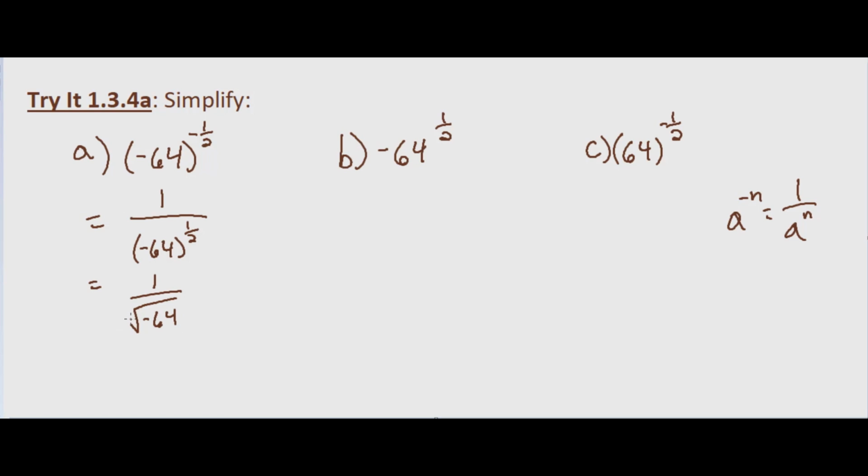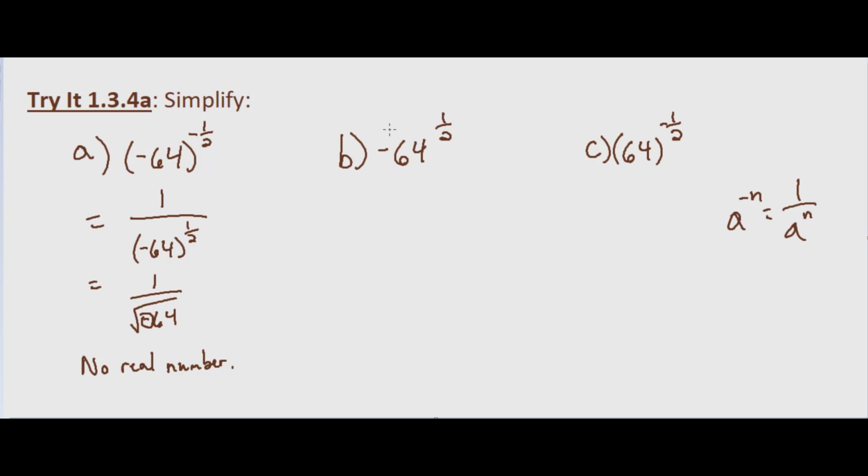Uh-oh, we have an even root. There's an invisible 2 out here, and there's a negative symbol underneath the radical. That means with this, there is no real number, because we cannot take the square root or any even root of a negative value. So part A, negative 64 to the negative 1/2, is no real number.